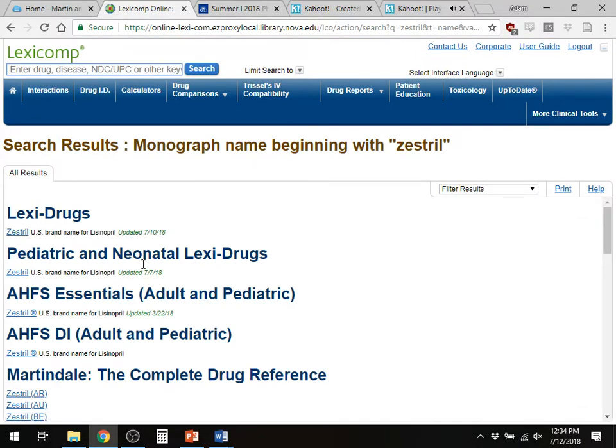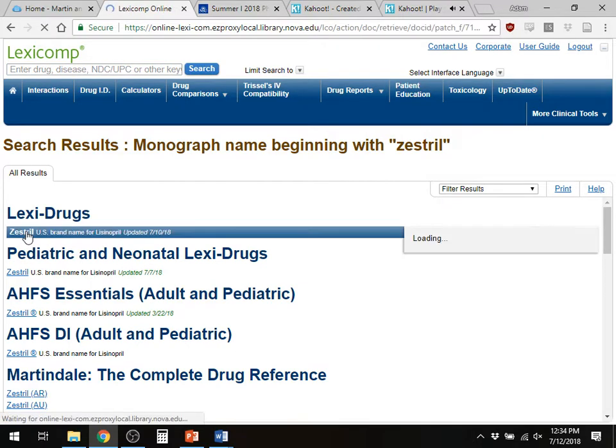Okay, so notice here there's different databases. So, for instance, if I was dosing it for a pediatric patient, I can go to pediatric Lexicomp. If I want to do it for an adult patient, I could just go to regular Lexicomp, right? So unless you're doing pediatric specifically, just stick with Lexicomp. That's fine. Okay, you notice here I put in Zestril. That's a U.S. brand name for lisinopril. Okay, so that's one I want to use.